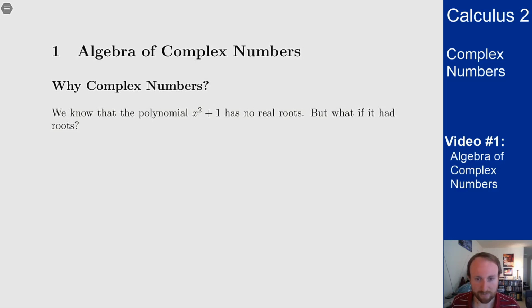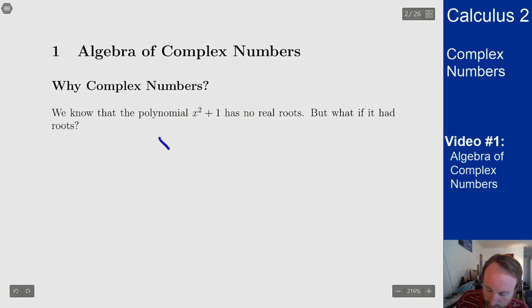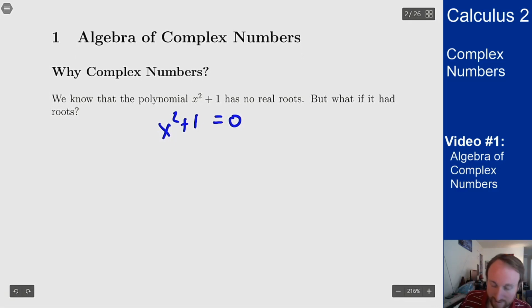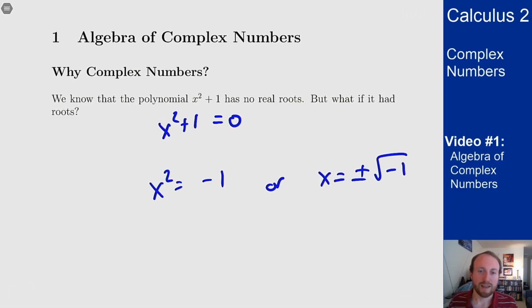If I draw the graph, it sits entirely above the x-axis, so there are no solutions to x squared plus 1 equals 0. Those solutions don't exist. But what if they did exist? Then a solution x to this equation must satisfy x squared equals -1, or x is positive or negative square root of -1. And again, since only positive numbers can be squares, this has no real solutions.